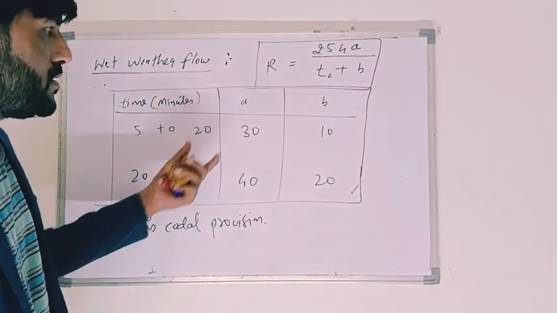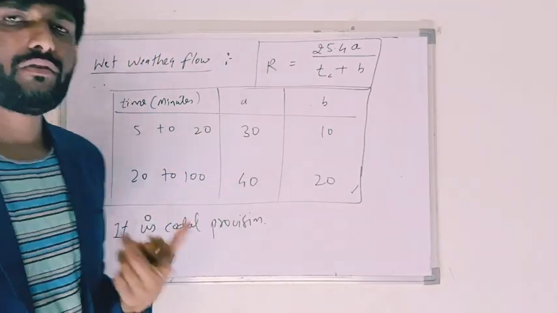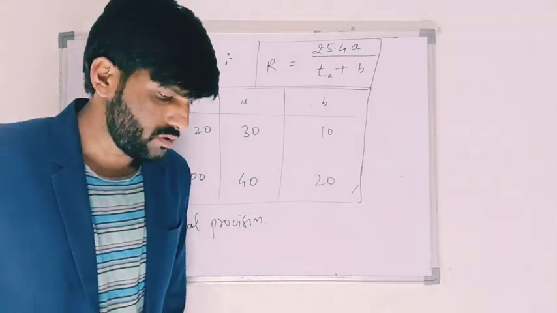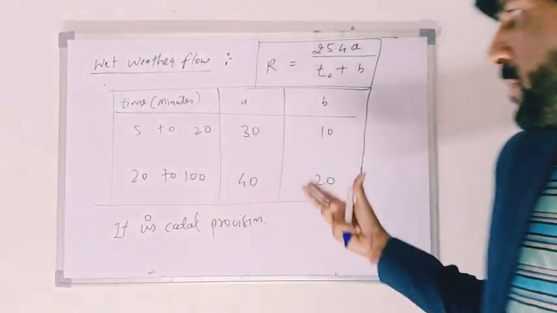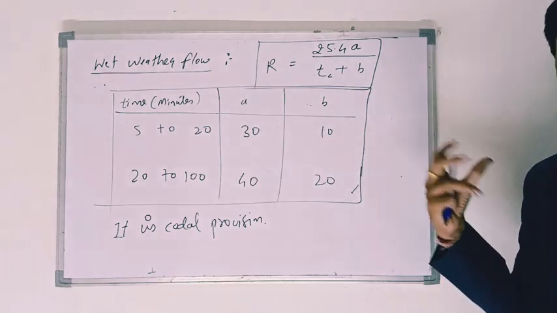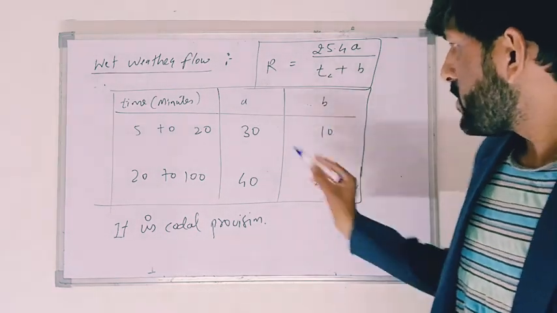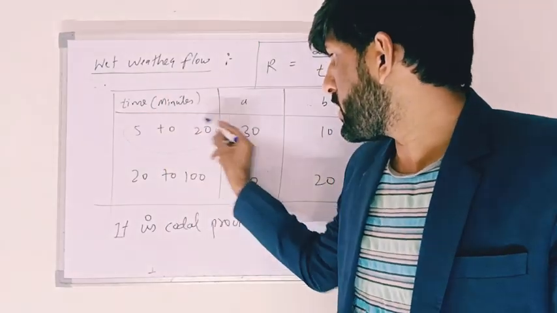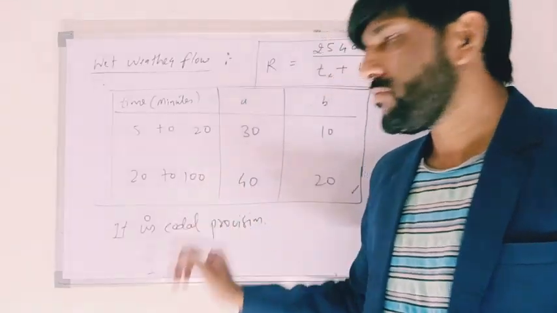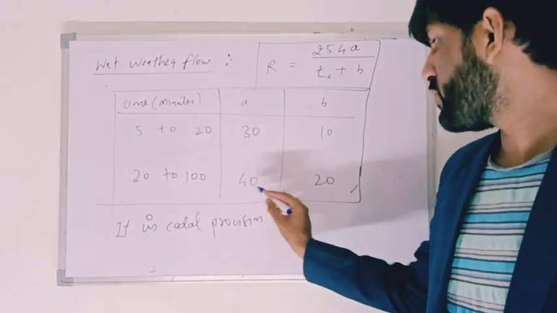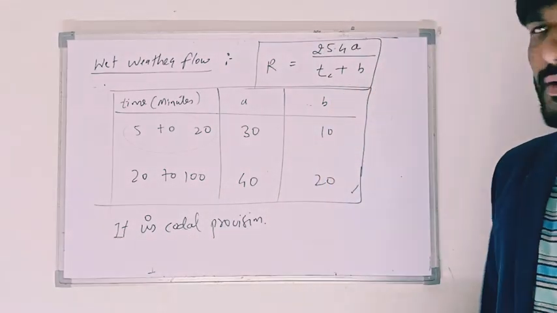Once you remember these values, sometimes they are not given in a question, so you can learn this. Keep these values in mind. If TC varies from 5 to 20, then use 30 and 10, and if TC varies from 20 to 100 minutes, then use A as 40 and B as 20.